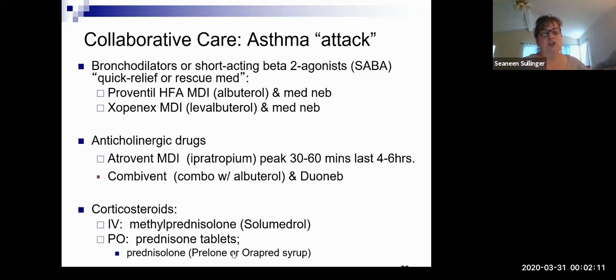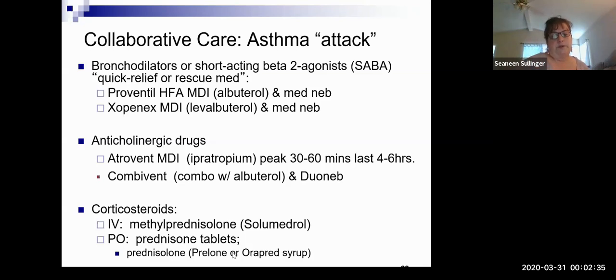And then you have your anticholinergics. There's the, ooh, that's spelled incorrectly, ipratropium bromide, and it lasts a little bit longer, up to 4 to 6 hours. Combivent is when you have the Atrovent with the albuterol. Combivent is the MDI, DuoNeb is the nebulizer name.